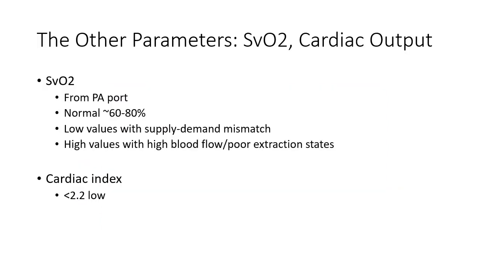Okay, other parameters. So SpO2 and cardiac output. Remember, SpO2 is going to be detected from the distal PA port. Normal value is roughly 60 to 80%. Low values are going to happen when the supply is too low and the demand is too high, and you're going to extract as much oxygen as you can. And high values occur when you have a high flow state or poor extraction. So the classic would be sepsis. Blood is pumping through, but the mitochondria can't work. It's not extracting oxygen.